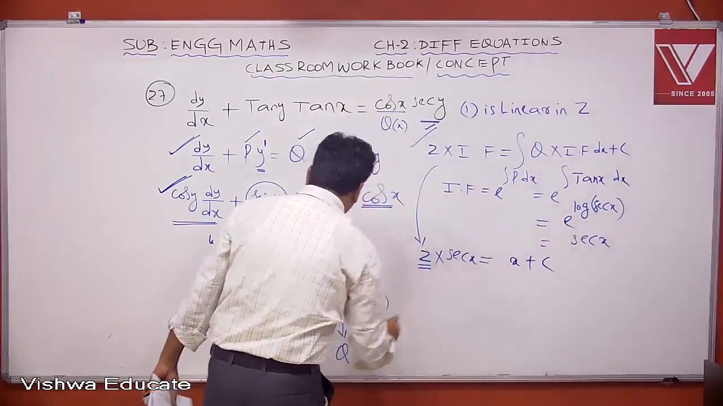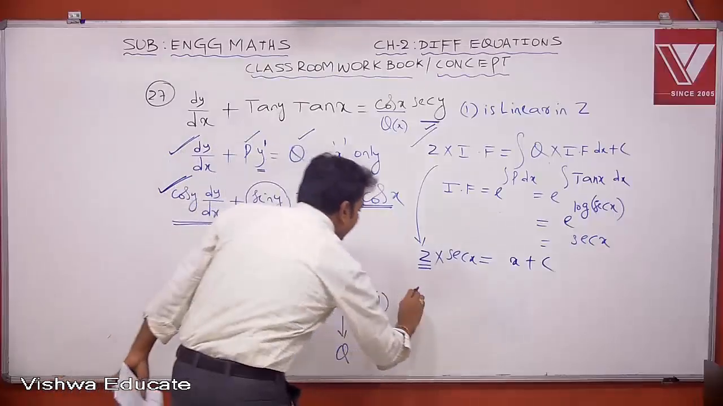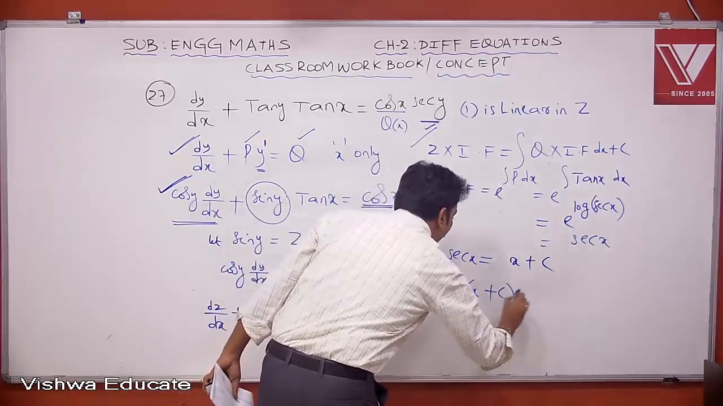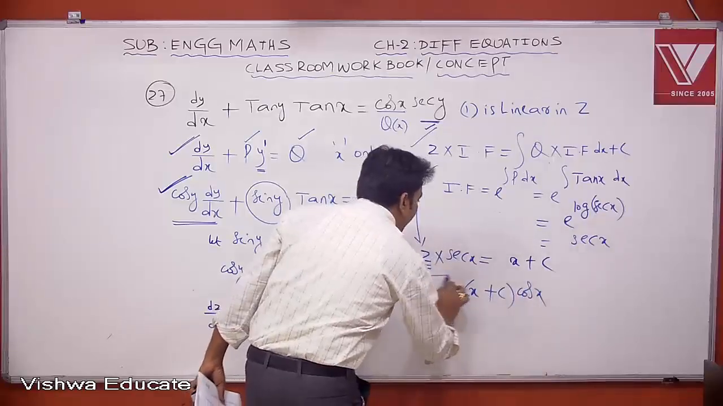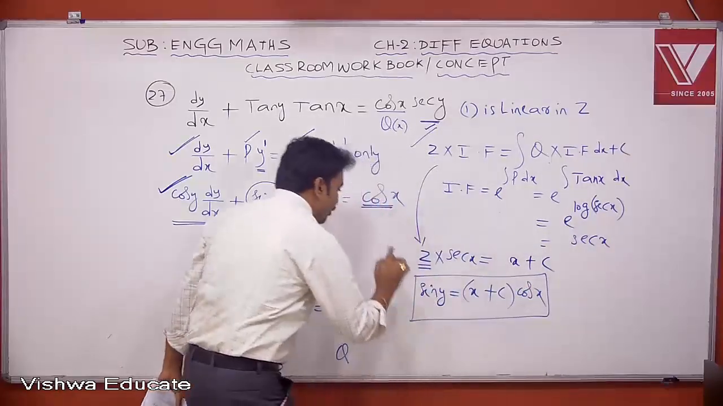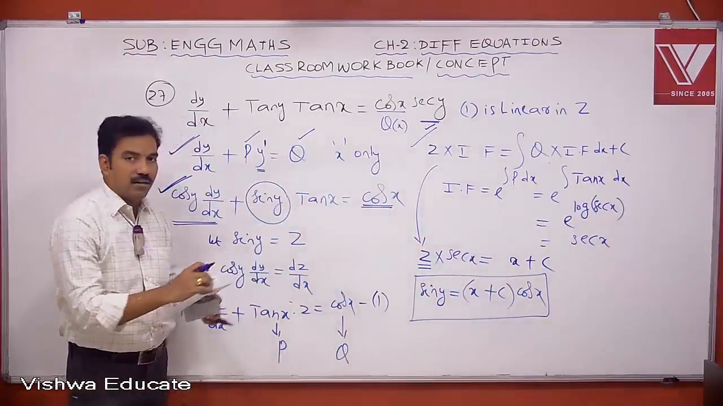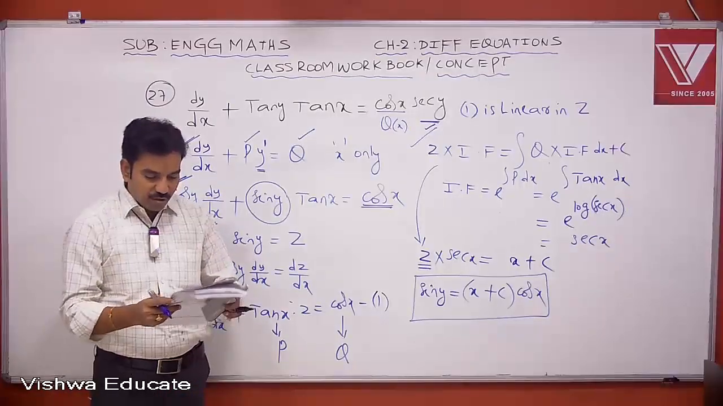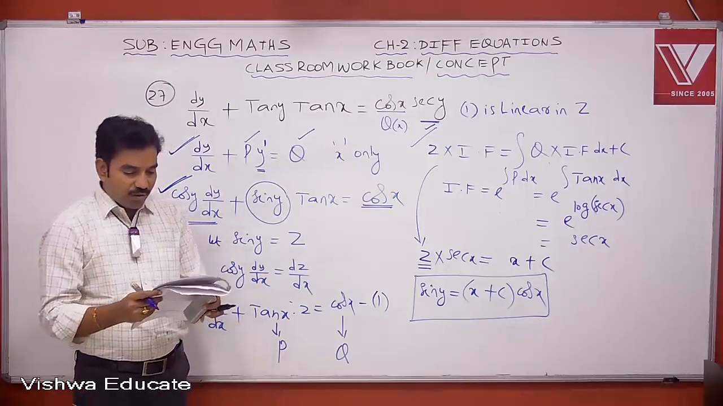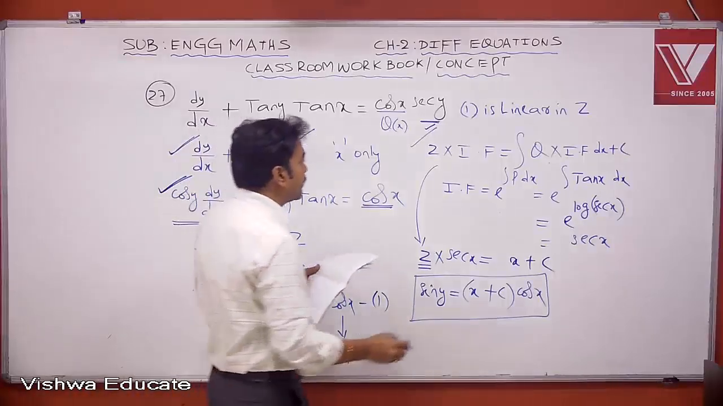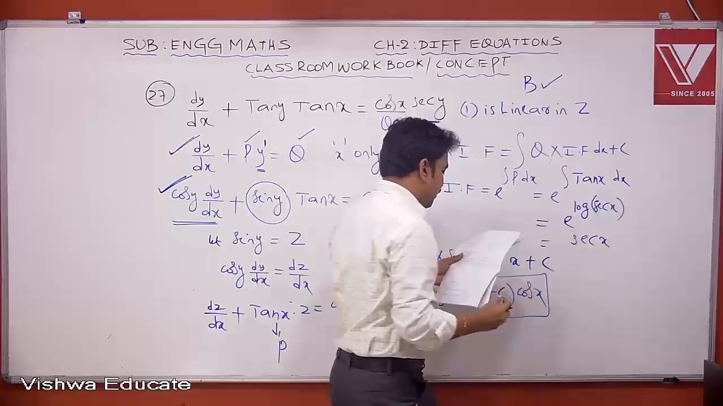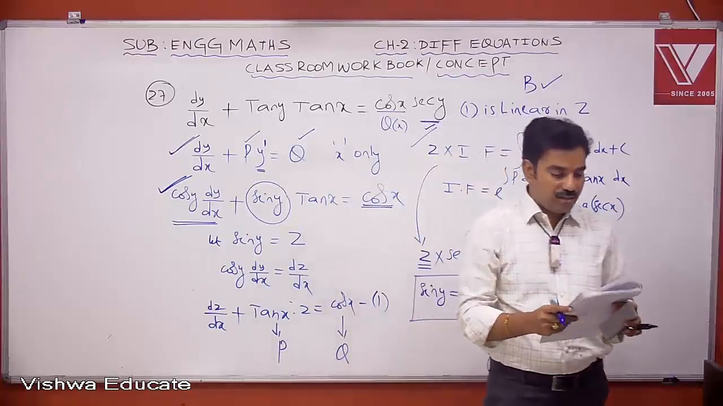But what is z? Z is sin y. Therefore, sin y equal to x plus c into cos x, since 1 by secant x is cos x. Therefore, this is the general solution of this particular equation. What is it? Sin y equal to x plus c into cos x. So option B is the right answer. Option B is the right answer. Note this.